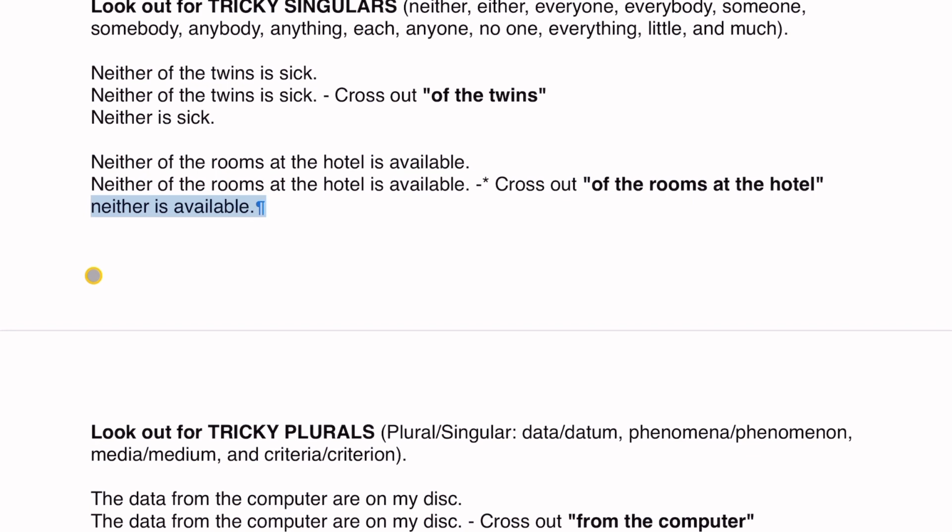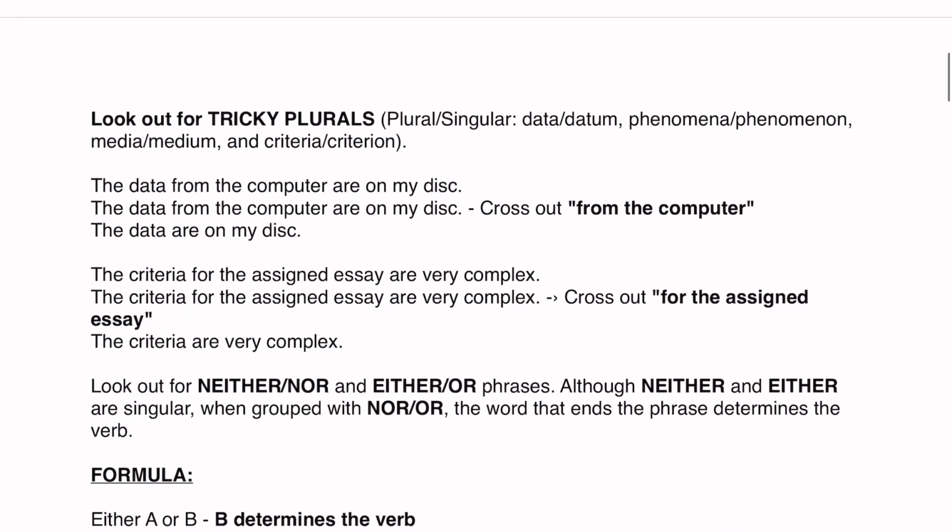ده موضوع على فكرة محتاج تدريب جامد. تعالى بقى لابن عمه، tricky plurals. يا دي الحوسة، يعني ما كفاناش tricky singulars. Now we have tricky plurals. Tricky plurals طبعا من اسمها كلمات جمع صوتها في لسانك كأنها singular: data, datum, phenomena, phenomenon, media, medium, and criteria, criterion. كل الكلمات دي plural، مع إني أقول لك إن 99% من الناس بيستخدموهم as singular.